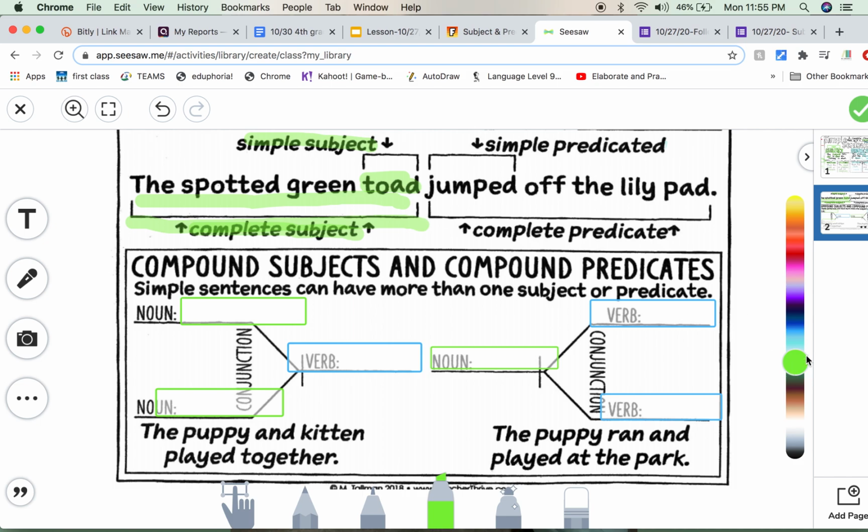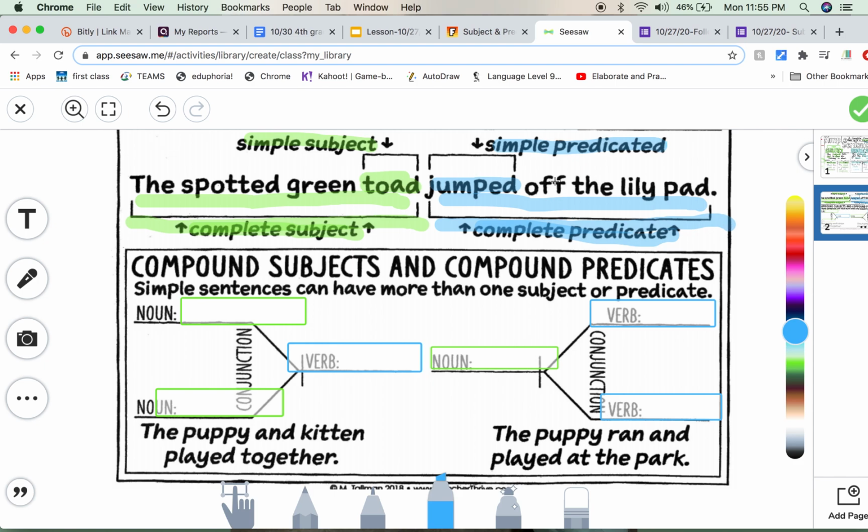Then we're going to switch to blue, and we have the second part of the sentence, jumped off the lily pad, highlighting simple predicate, complete predicate. We're going to highlight jumped because that's our one word verb, the simple predicate. Then we're going to underline twice, jumped off the lily pad, because that is the complete predicate, all of the words in the predicate, in that part of the sentence.